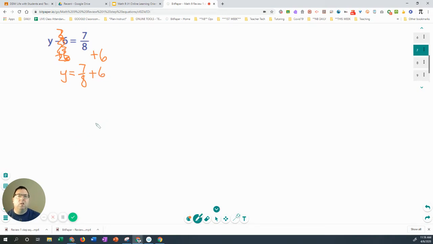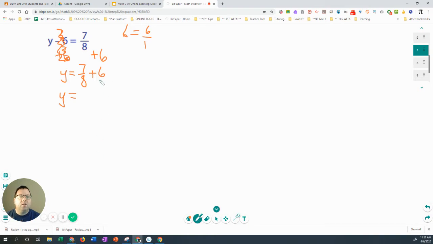Now, there's a couple of ways of thinking about this. You've been taught that when you're adding fractions, you need a common denominator. In other words, 6 is the same as 6/1, right? And so we would have to multiply it by 8 to get a common denominator and add it. But isn't there really more of a common sense way of looking at this?